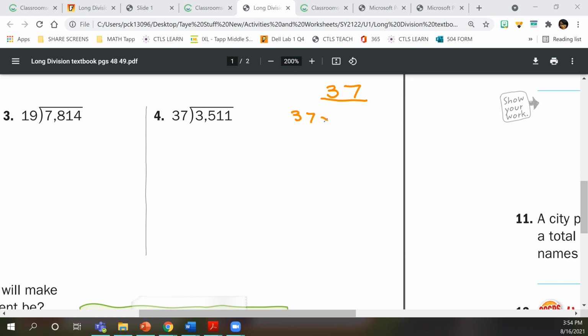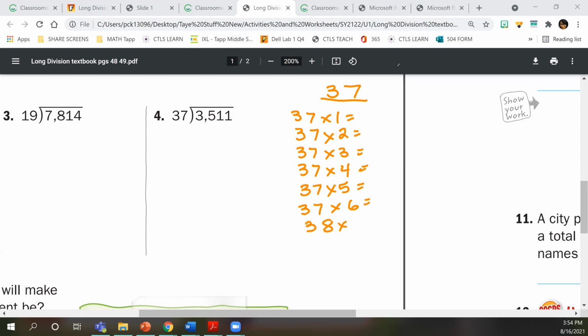So 37 times 1, 37 times 2, 37 times 3, times 4, times 5. You guys should be writing this, following along with me because you're going to need it. Times 8. And 37 times 10 is easy. That's 370.